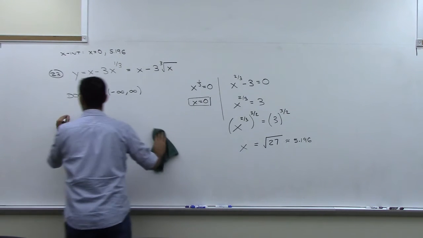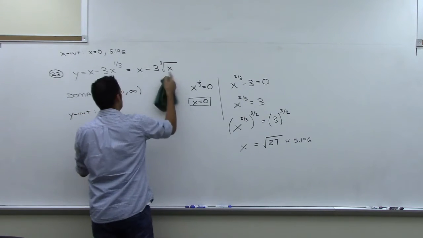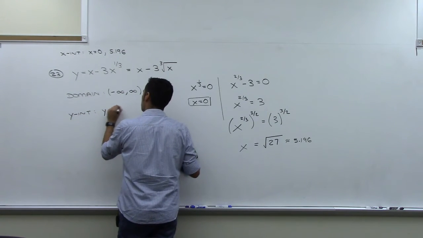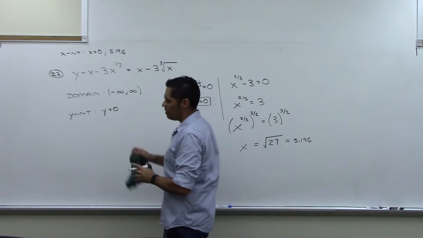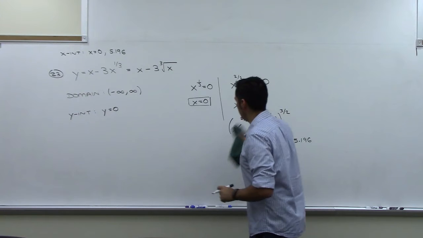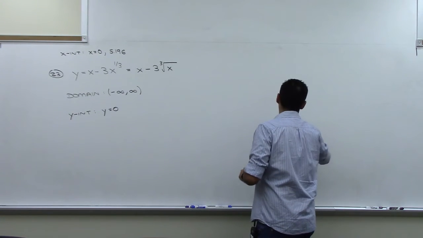Now, as far as a y-intercept is concerned, what I need to do is plug 0 into the function. And so for the y-intercept, I just plug 0 in here, and obviously I get y as 0. So that actually corresponds with the x-intercept of 0. That means the origin. I have a point at the origin. All right, so I've got my x and y intercepts.